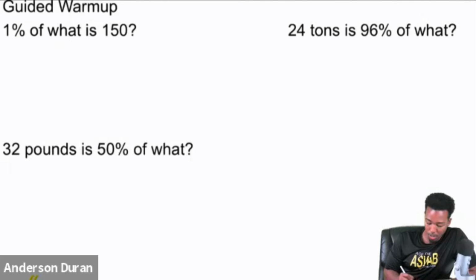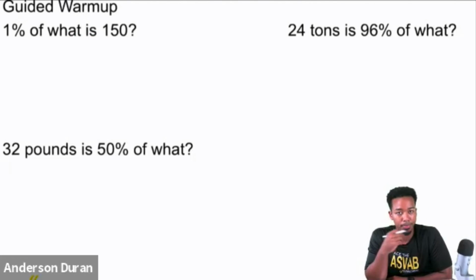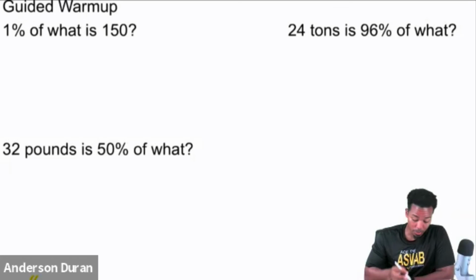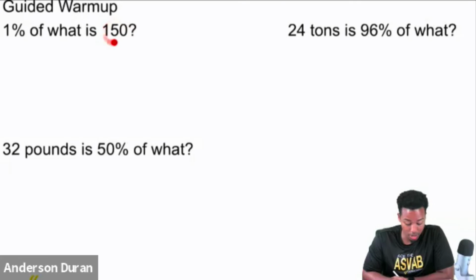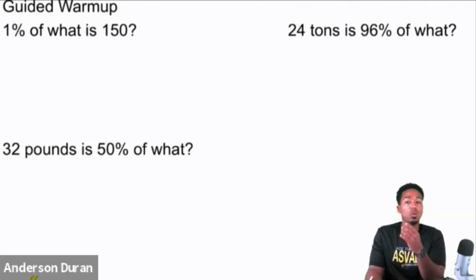1% of what is 150? Everybody, for this first one here, are we working forward or working backwards? Right, we're working backwards. Because remember, you look at the word is, we have a number for is. It says 1% of what is 150. That's the result. We're trying to find the original number. So everybody, we know we're working backwards. What do we always want to do when we're working backwards? Is that multiply or divide?